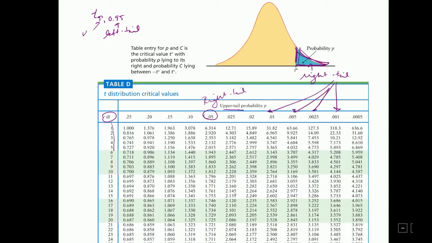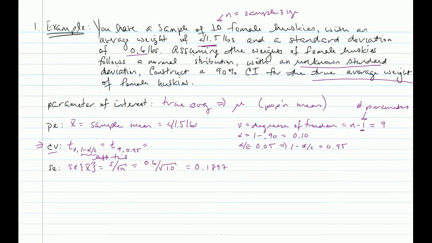So we want 9 degrees of freedom, so we're going to come down here until we have 9 degrees of freedom. We want 0.05 probability, and that's this t-score right here. And that's going to be 1.833. So back here on our worksheet, we have our critical value of 1.833. So these are the three values that we need. We have our PE, our CV, and our SE.